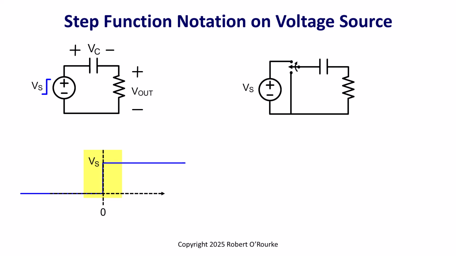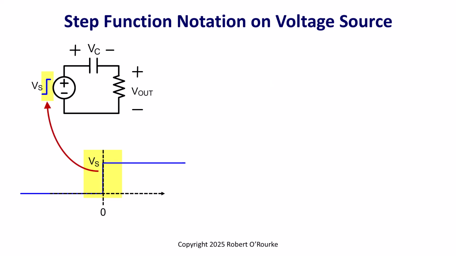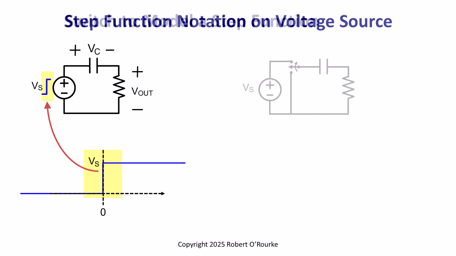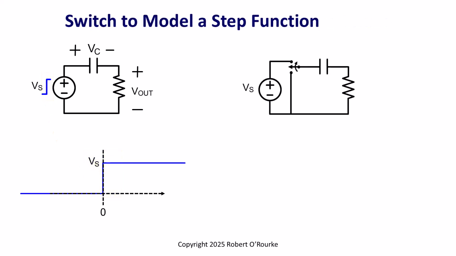To denote a step function input, highlighted in yellow, we can use the small step symbol next to the voltage source schematic symbol. To model or illustrate a step function input, we can use an ideal switch in the circuit. The switch changes position at time 0. Here, the switch is shown in between the two positions.